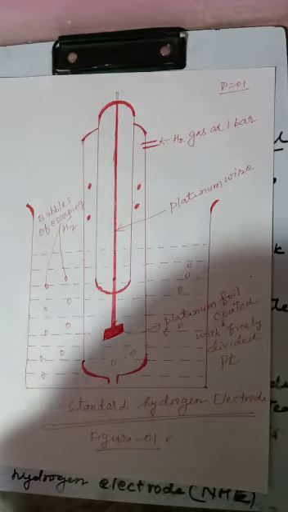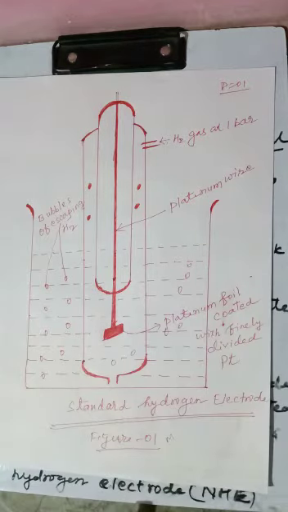and the electrode potential of a metal electrode as determined with respect to a standard or normal hydrogen electrode is called a standard electrode potential.